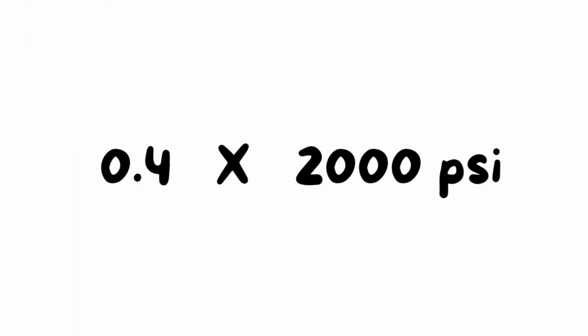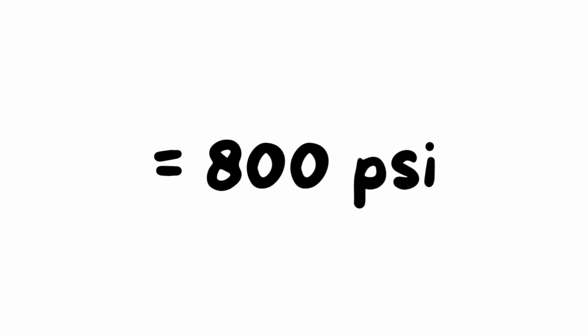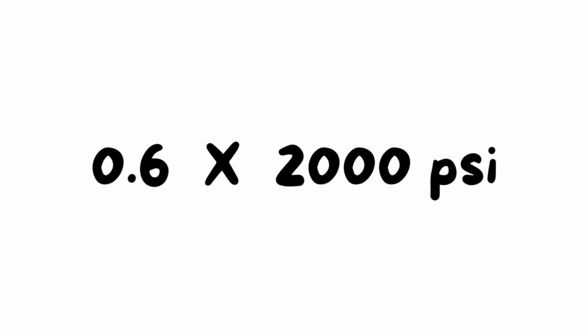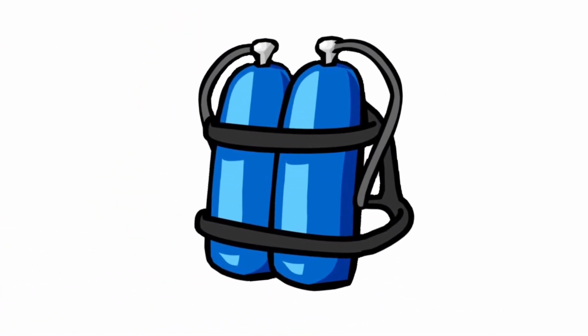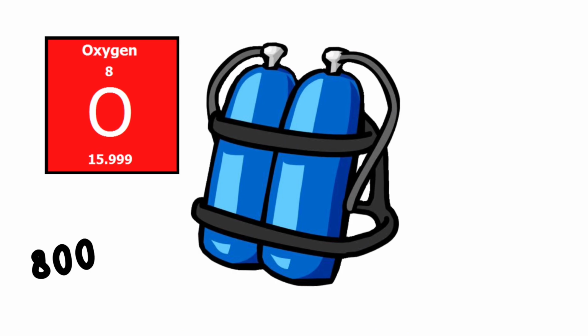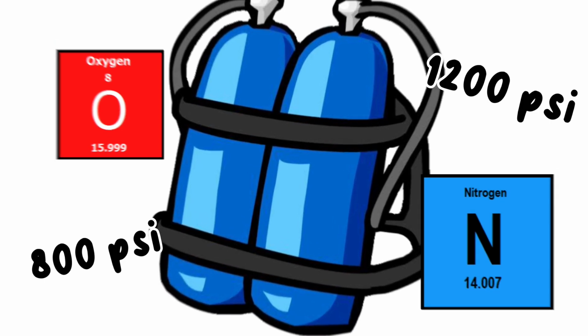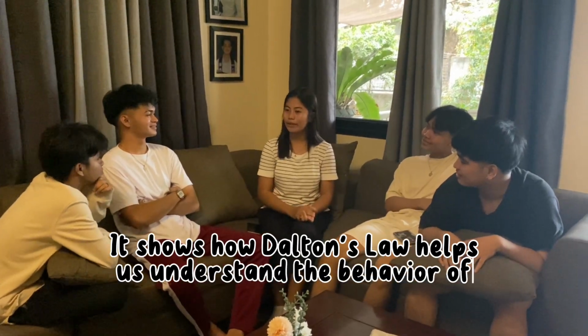So, the partial pressure of oxygen would be 0.4 multiplied by 2000 psi, which is 800 psi. And the partial pressure of nitrogen can be calculated in the same way. It would be 0.6 multiplied by 2000 psi, which is 1200 psi. So, in this scuba tank, the partial pressure of oxygen is 800 psi and the partial pressure of nitrogen is 1200 psi. That's a great example. It shows how Dalton's law helps us to understand the behavior of gases.